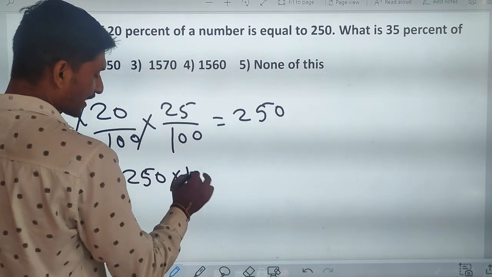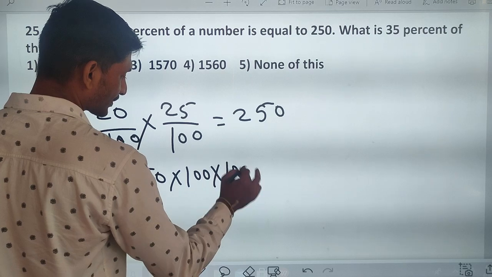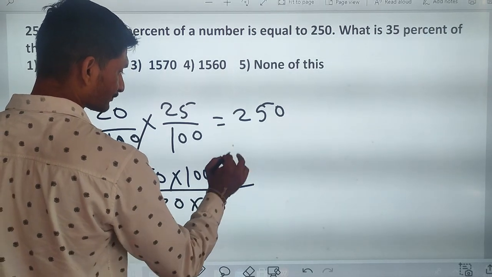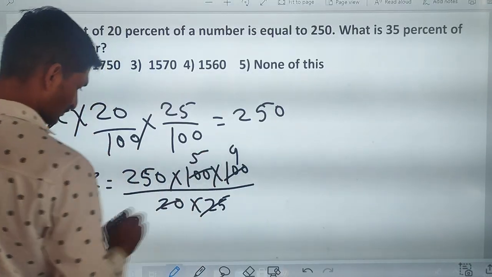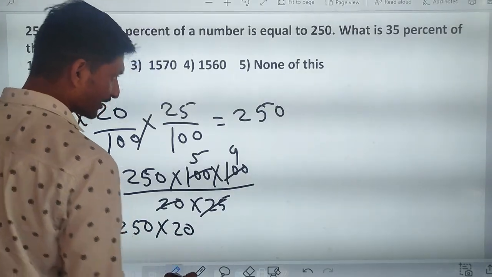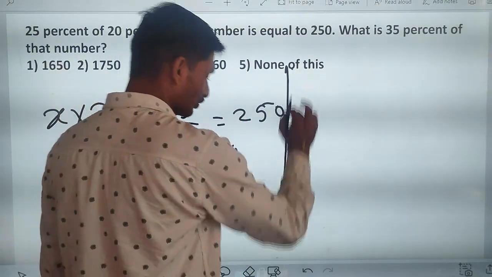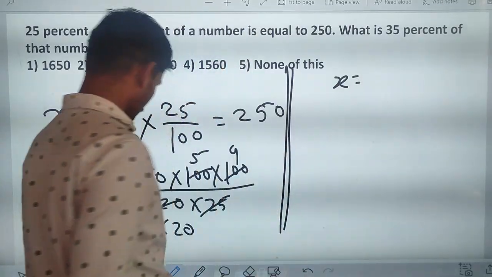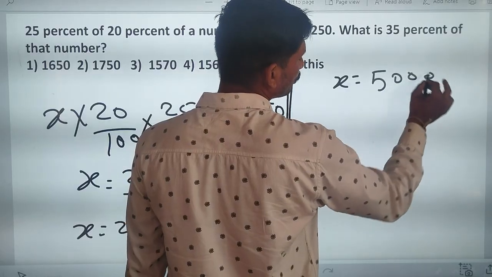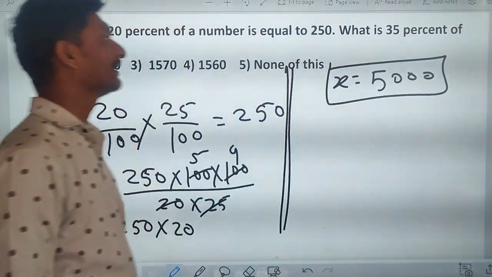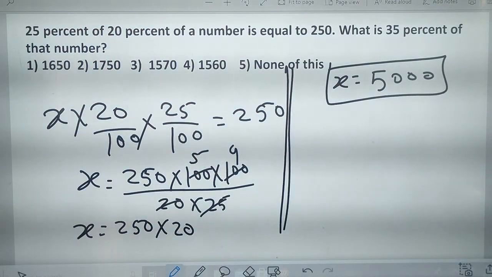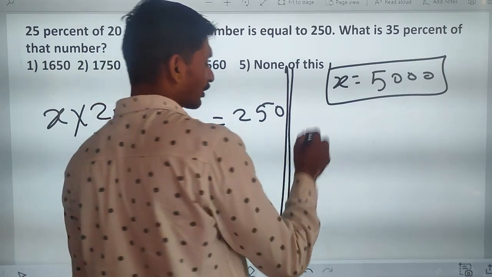Then we write 250 into 100 divided by 20 into 25. Now x is equal to 250 into 20. Now the value of x is equal to 5000. Now this number is 5000. Now what is 35% of that number?